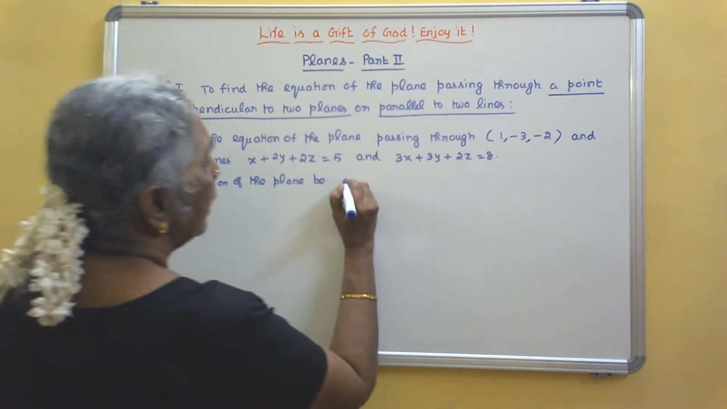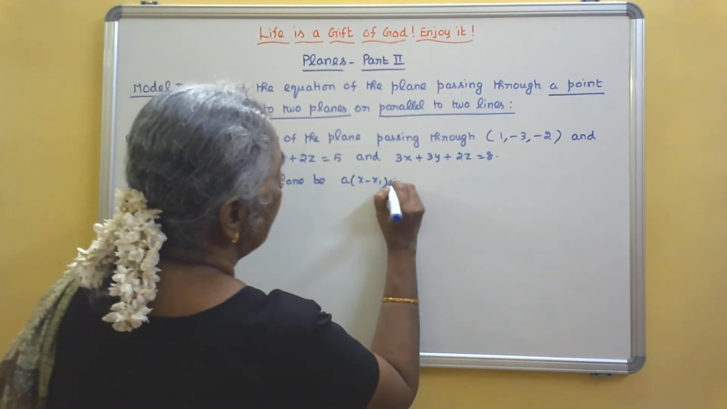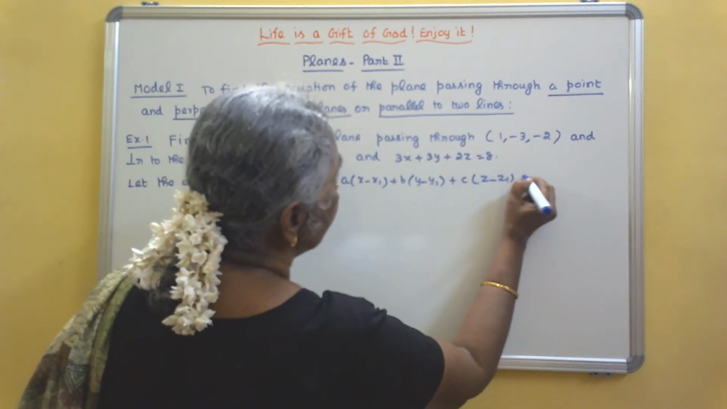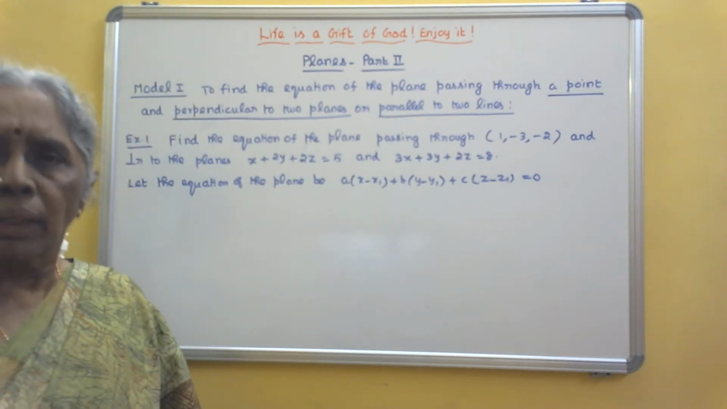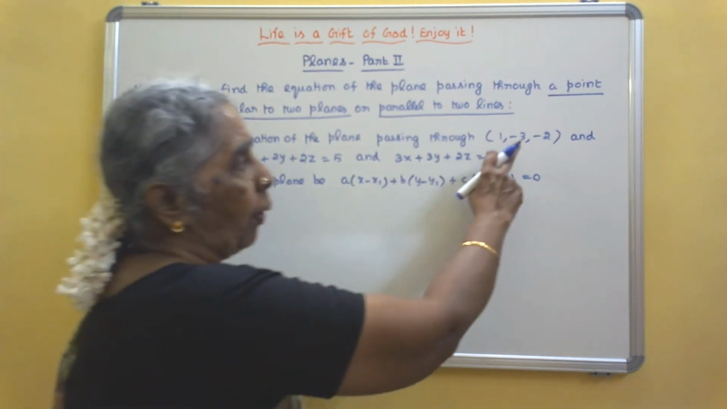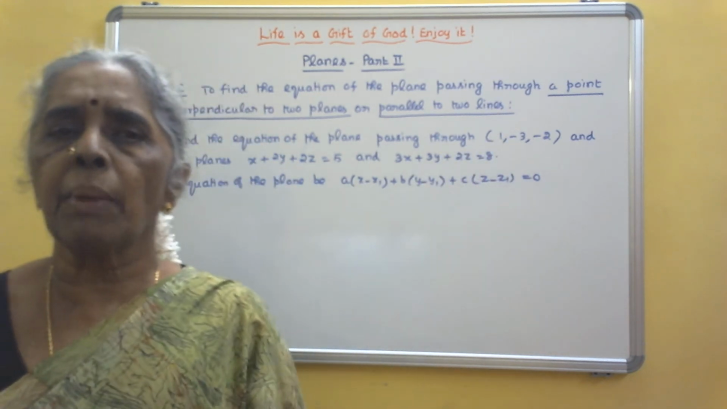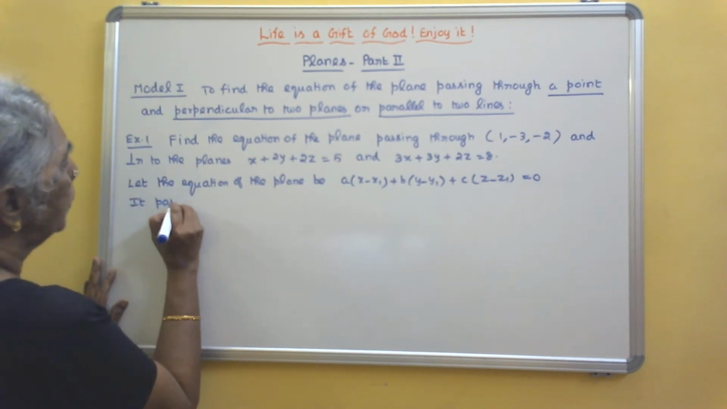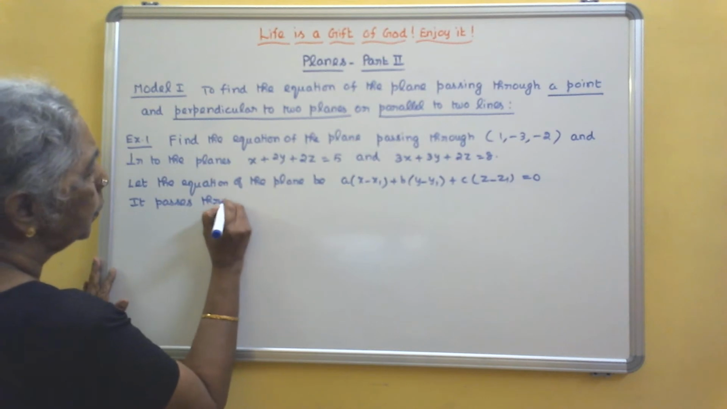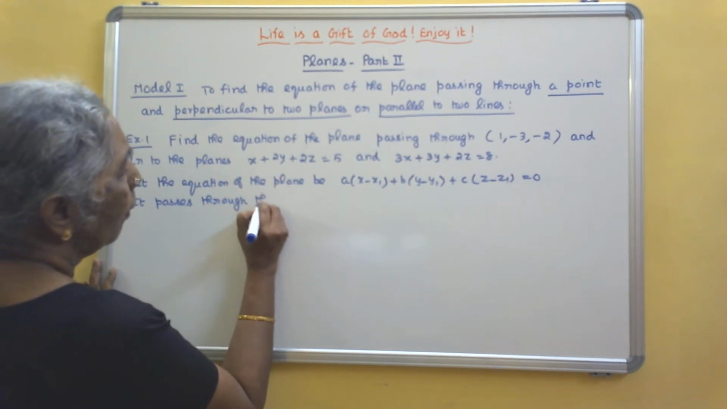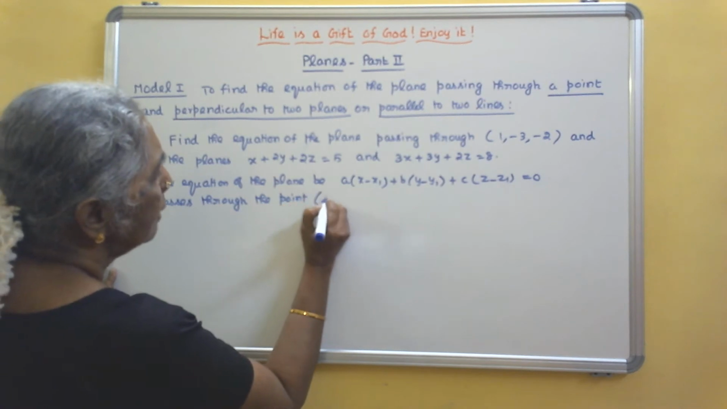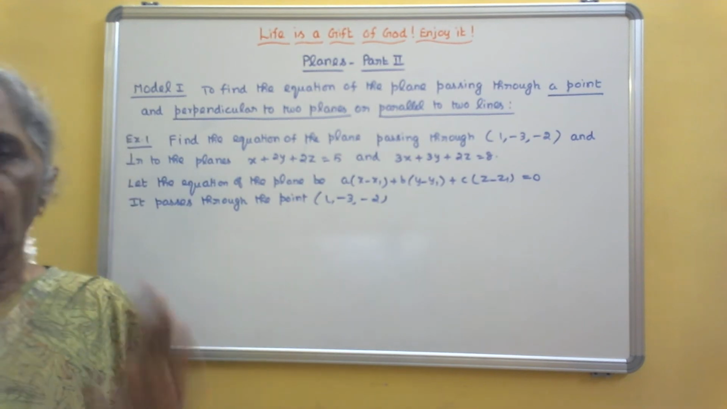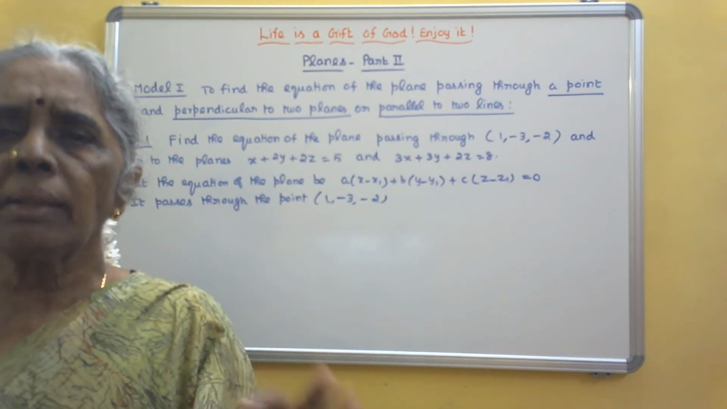Plane B, a(x - x1) + b(y - y1) + c(z - z1) = 0. Now, you know it passes through this point, that is x1, y1, z1. So your plane passes through the point 1, -3, -2. You have to substitute it in the place of x1, y1 and z1.